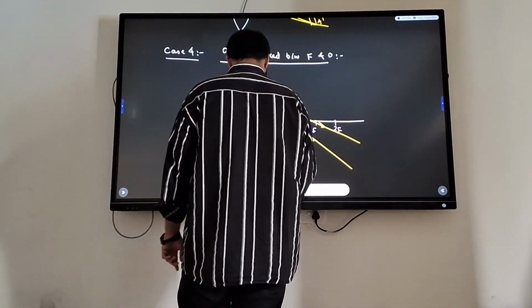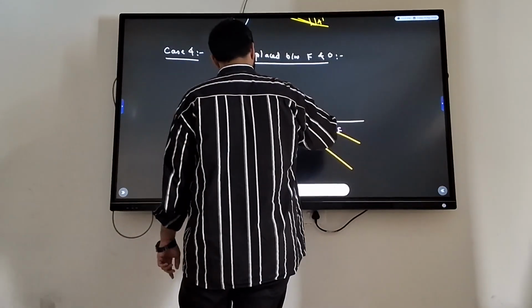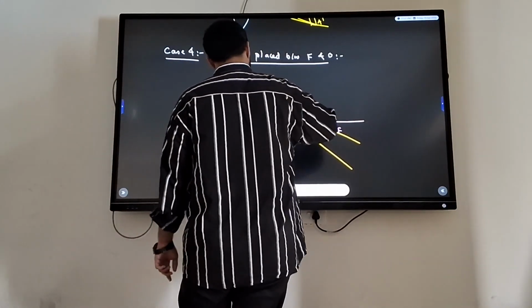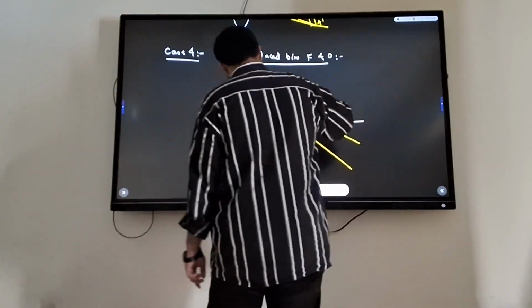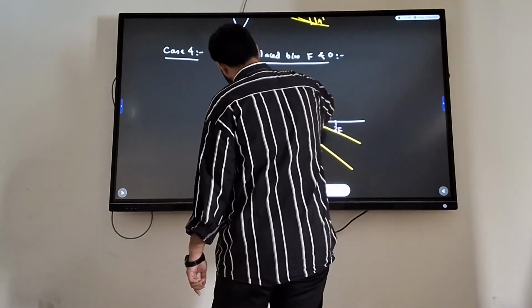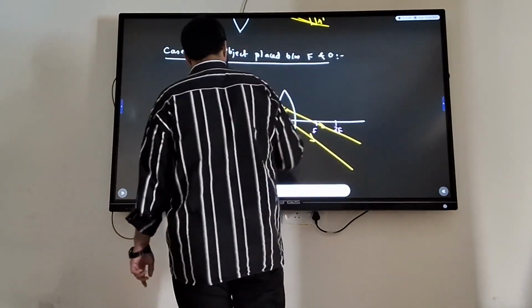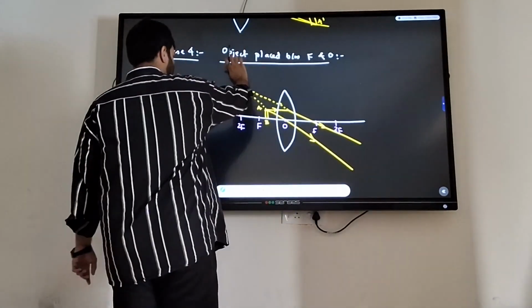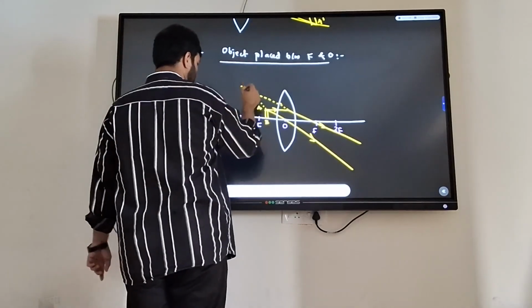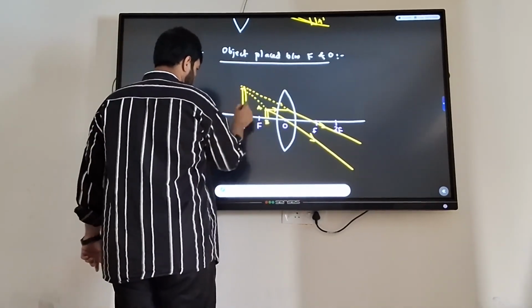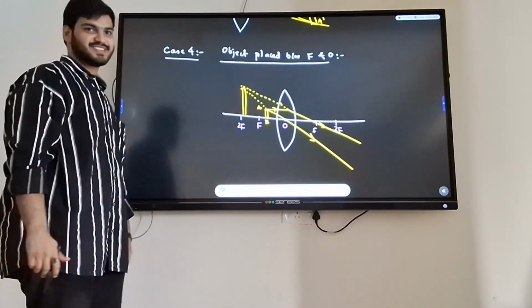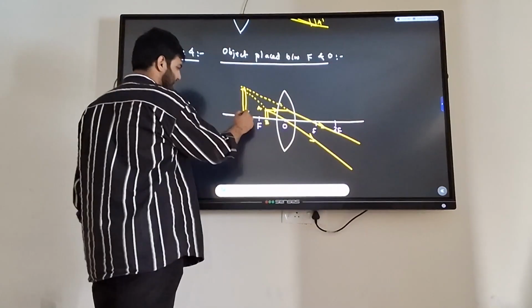I will do it towards the other side, let me make it correctly. I'm also getting it beyond, so it is a vision effect. It should be between F and 2F. It is done.